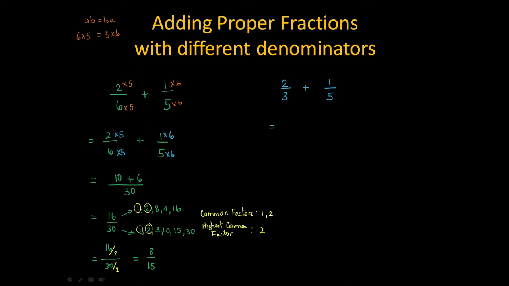So let's try this one. We have 2 over 3 plus 1 over 5. What do we do first? We look at the denominators and realize they are not the same. So if you were to write the answer as 3 over 8, you would get it incorrect. That is not the answer. So let's see how we can tackle this problem.